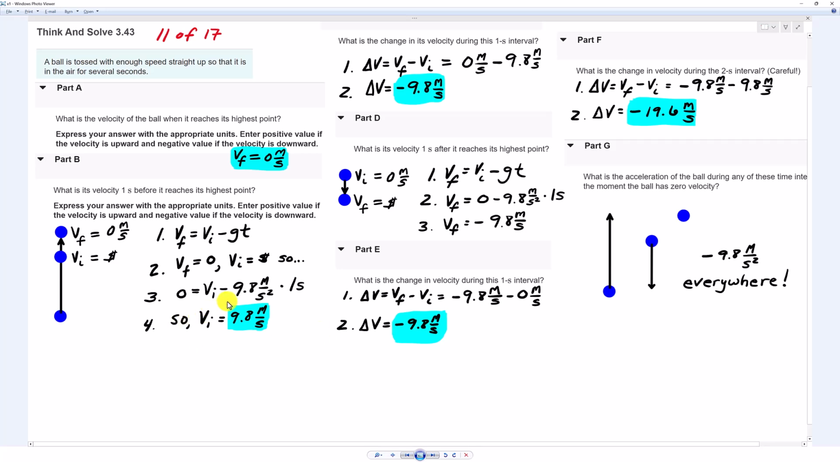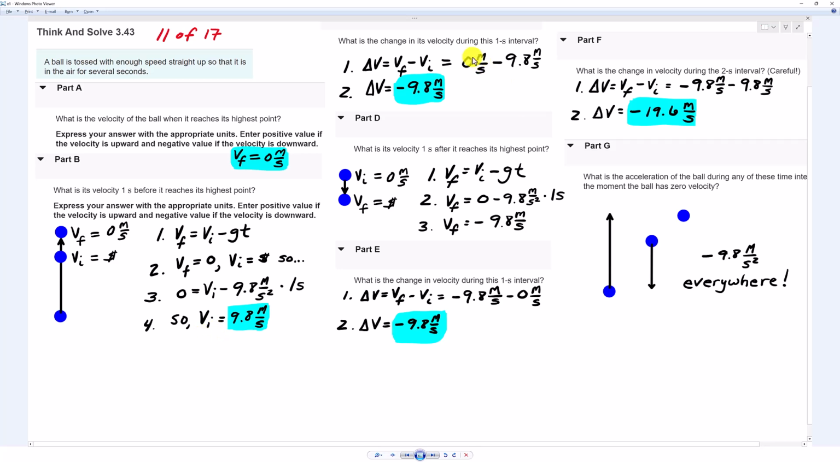Well, I should say I'm going to get the initial velocity all by itself, which means I'm going to add 9.8 meters per second squared times 1 second to both sides, and then that's how I solve for 9.8 meters per second. I'm adding this term, 9.8 meters per second squared times 1 second, to both sides, and that's what's leading me to this final answer.